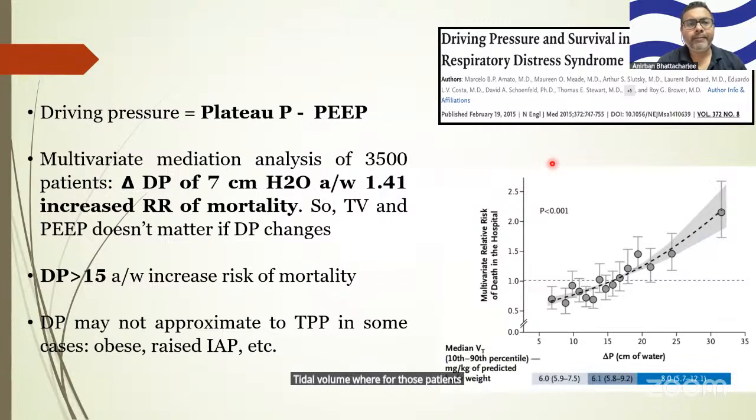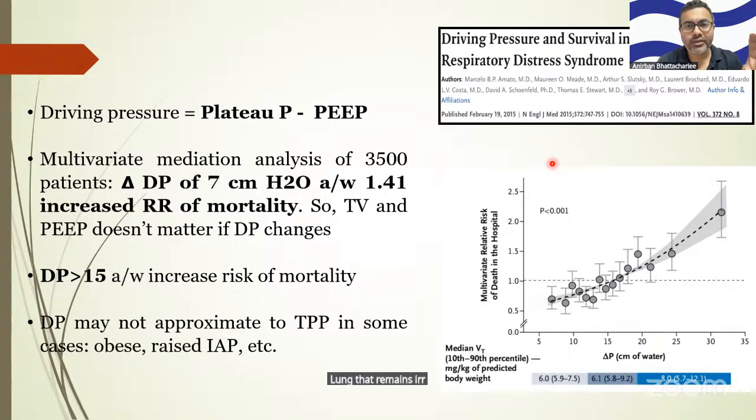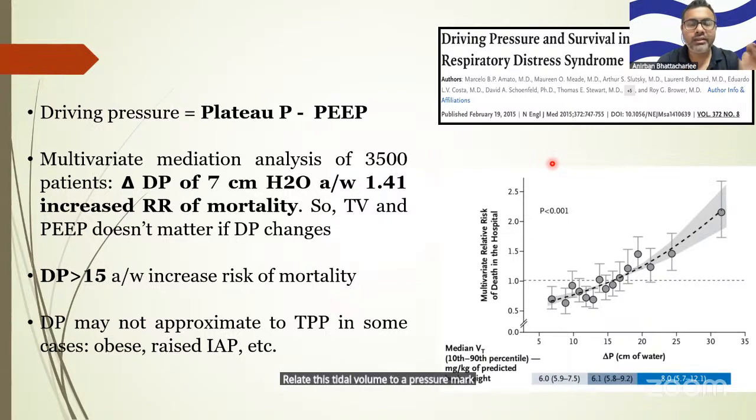So this brings us to the concept of individualized ventilation. When we talk of 6 ml per kg, we do not pay regard to what the compliance of the patient's lung is, and what amount of the lung remains aerated in an ARDS patient. So we have to link this to the so-called baby lung. How can we do that? We have to get an idea of the volume of that baby lung. We have to relate the tidal volume to a pressure marker. So that is the driving pressure.